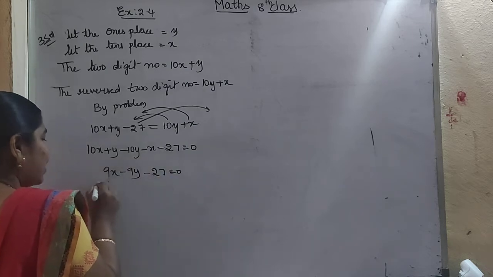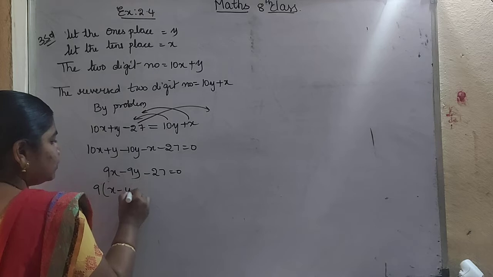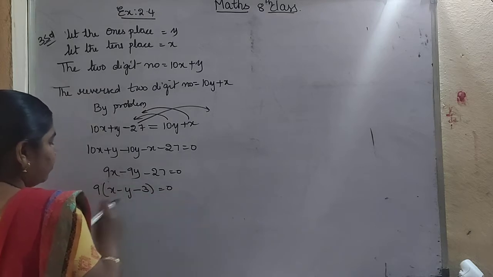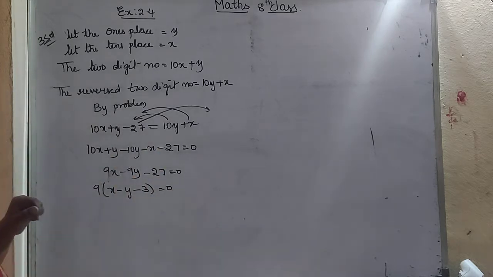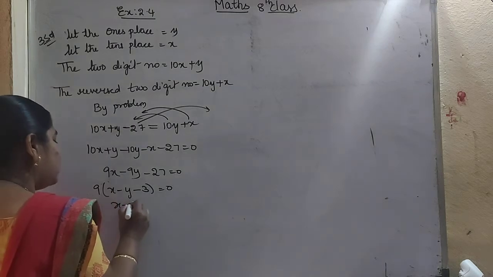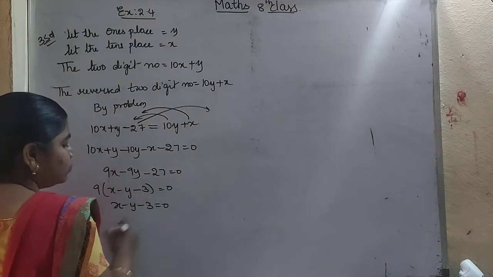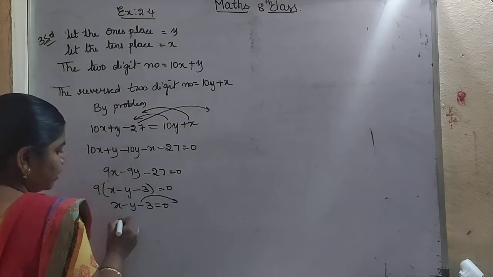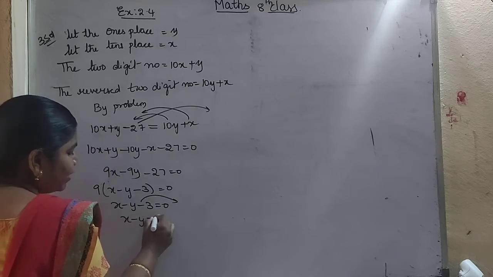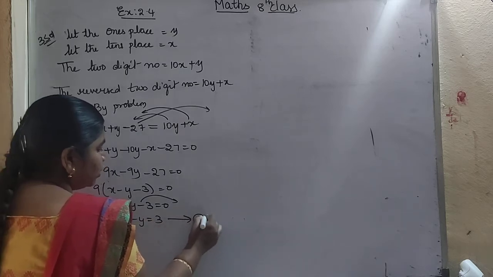Now you take this 9 as common in this. x minus y minus 3 equals 0. If you send this 9 to the other side, that will become 0. So that is x minus y minus 3 equals 0. Transpose this minus 3 to the other side. x minus y is equal to 3. So this is equation number 2.